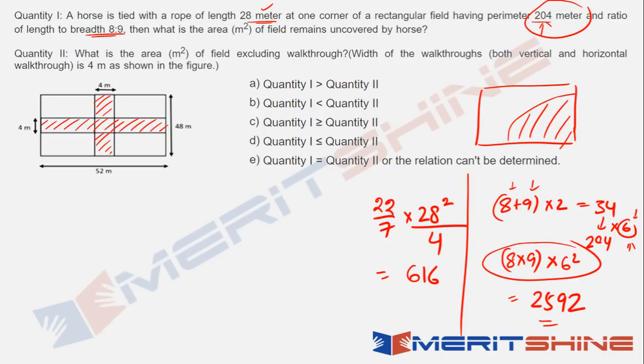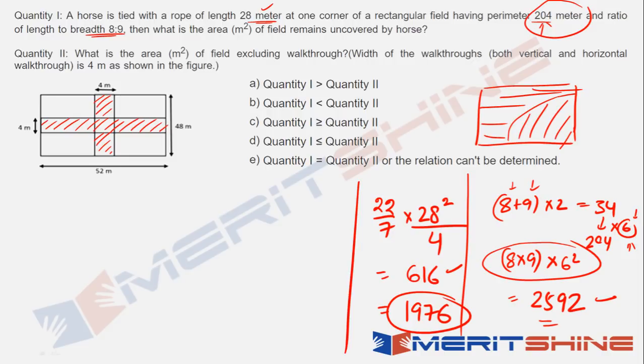So what's the remaining area? What is this area then? This would be 2592 minus 616. Basic calculation, this gives you 1976. So my first quantity would be 1976 here. Some work, but yes, I can get it easily, if I know a bit of mensuration. Let's come to the second quantity now, quantity 2.